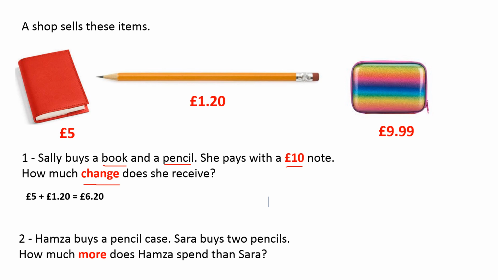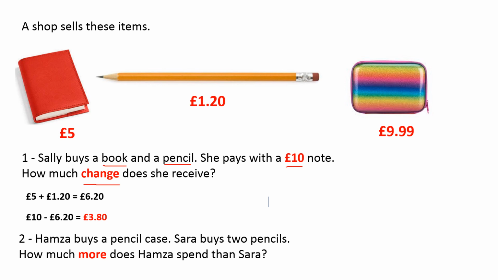Now, that's the first part of the question. We're not done yet. It asks how much change does she receive. So now Sally, she had a £10 note. She gave her £10 note, but the items only cost £6.20. So now she needs to get some money back. How much money would she receive? What operation would we do? We do take away. £10 take away £6.20 is £3.80. So that's the operation that we would use, subtraction.